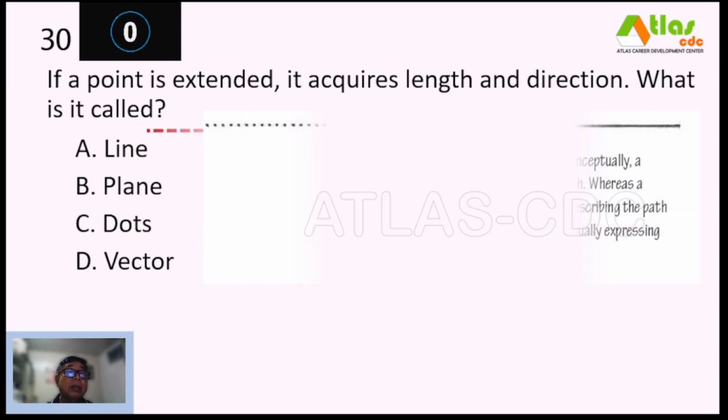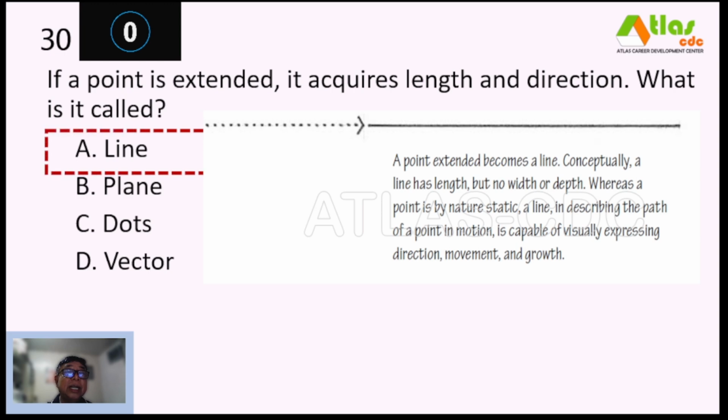And our correct answer is letter A, line. So a point extended becomes a line. Conceptually, a line has length, but no width or depth, whereas a point is by nature static. A line, in describing the path of a point in motion, is capable of visually expressing direction, movement, and growth.